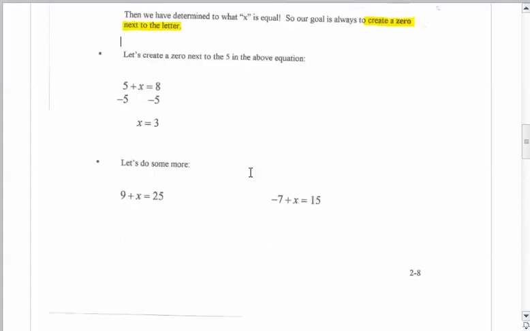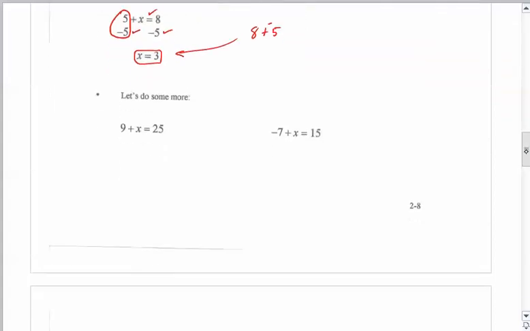All right, let's create a zero next to the 5 in the equation that we just viewed above. So here we go. We're going to create a 0. How do we do that? Well, there's a 5. I'm going to subtract 5, right? It's being added, so I'm going to subtract. So I do the same thing to both sides. That keeps my equals meaningful. And so now we see that the right side is 8 plus negative 5, right? The last video showed you that 8 minus 5 is the same thing as 8 plus negative 5. And I can see that that's 3. All right, so we're going to get a 0 next to the variable because this is adding and subtracting.